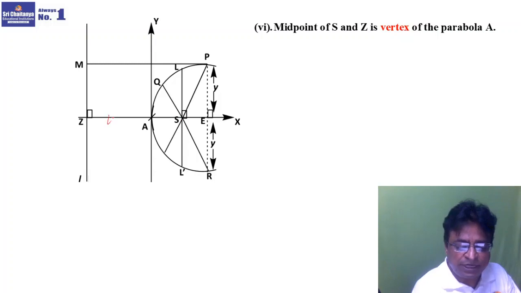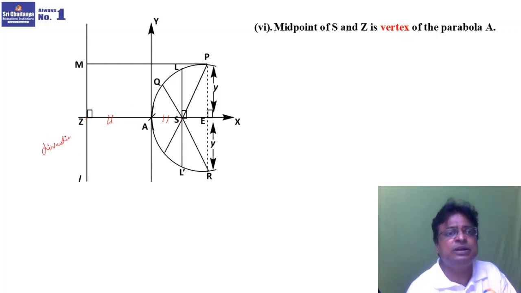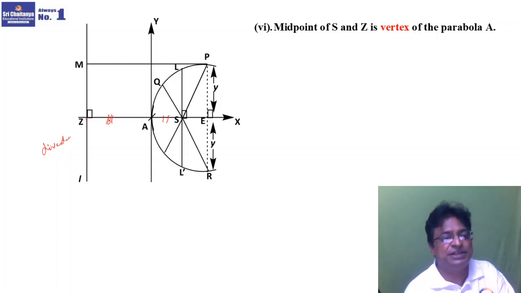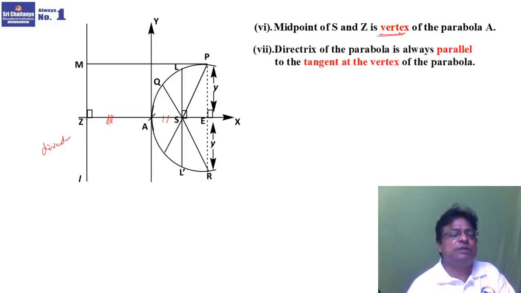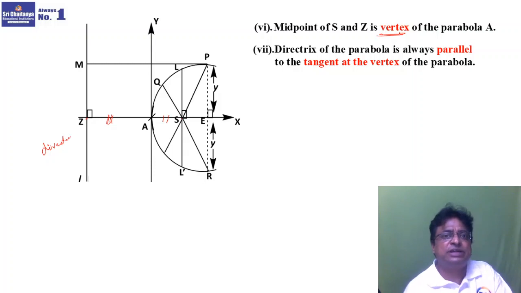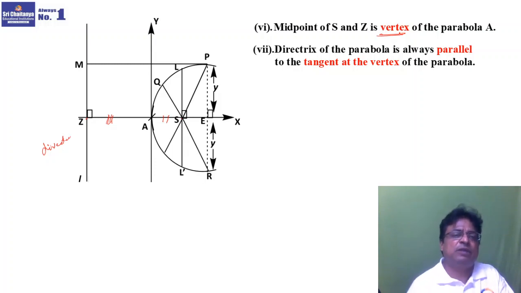This is the midpoint of SZ. What is S? Focus. And what is Z? Z is the foot of the perpendicular from focus onto the directrix. Then the midpoint of this SZ is called vertex. This is another definition. So the definition for vertex is what? Midpoint of S and Z is the vertex of the parabola, and it is usually represented with A.